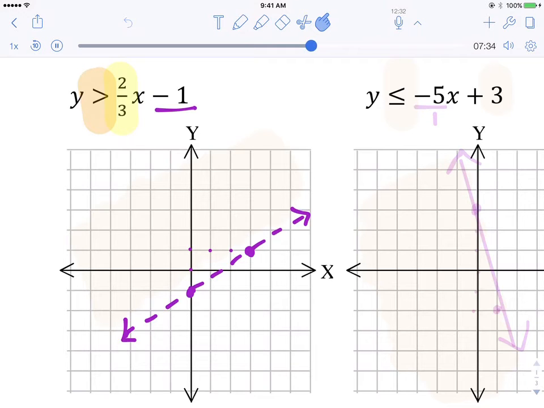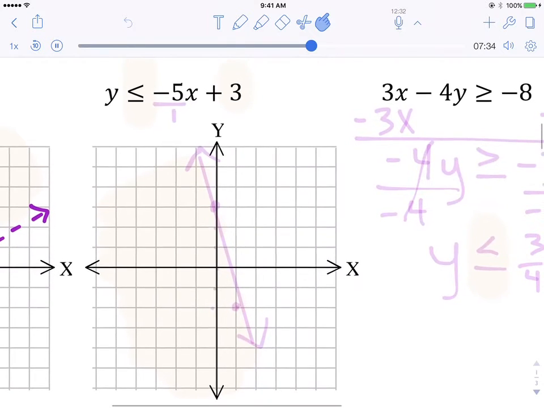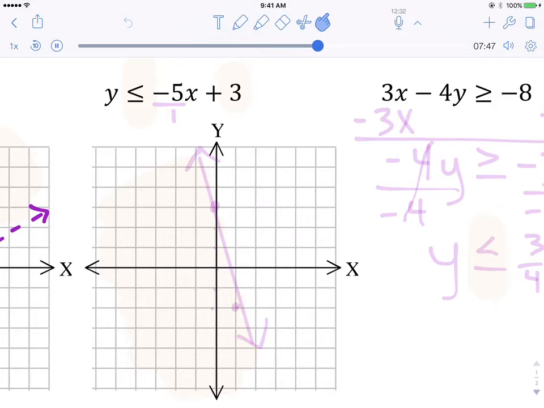Then if we look at our chart, we notice that this is a greater than symbol. So we're going to be shading above the line.